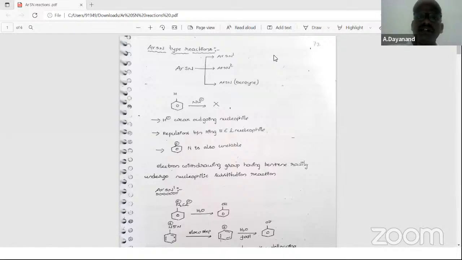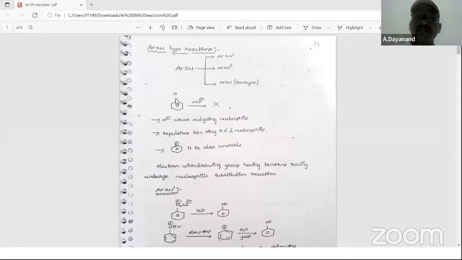Very good. Okay, aromatic nucleophilic substitutions. Let us see. Here, unimolecular aromatic substitution is there, bimolecular substitution is there. Another one is the benzyne mechanism.